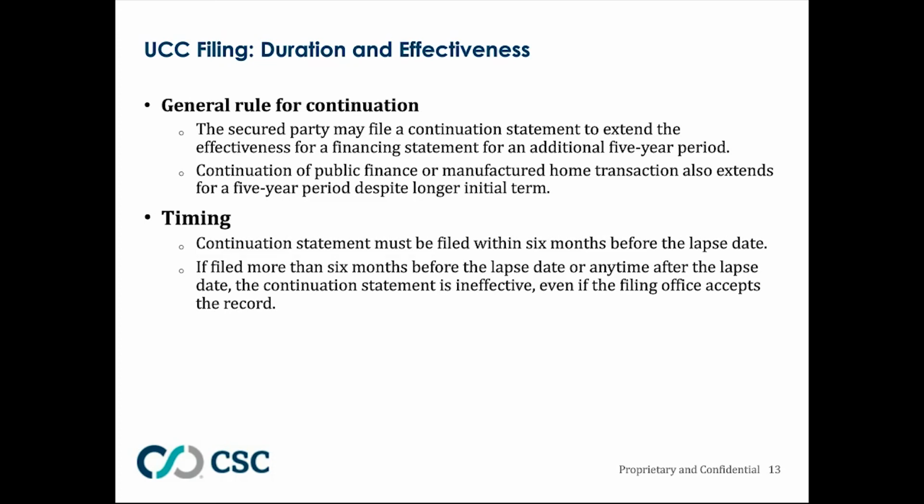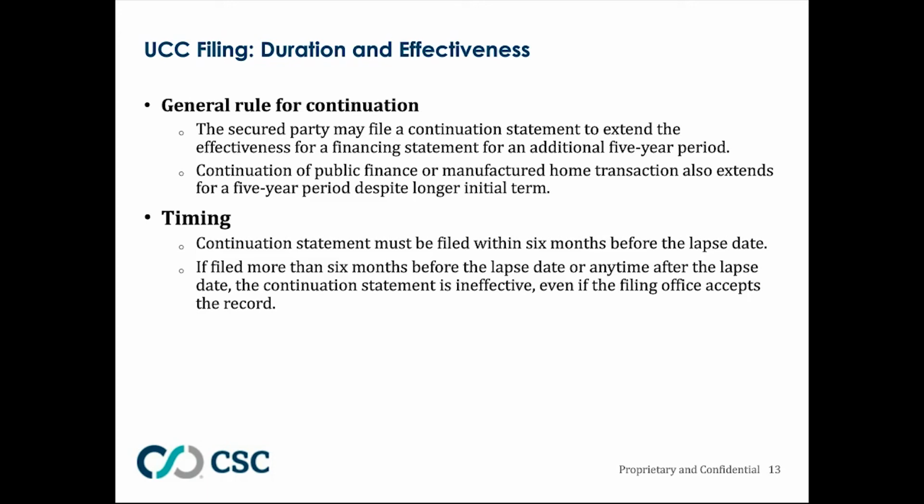And that will be the case even if the filing office accepts the continuation, indexes it, and resets the lapse date. Remember, the filing office cannot change the effectiveness of a record. Effectiveness is always determined by the filer and the filer's compliance with the Article 9 filing requirements.